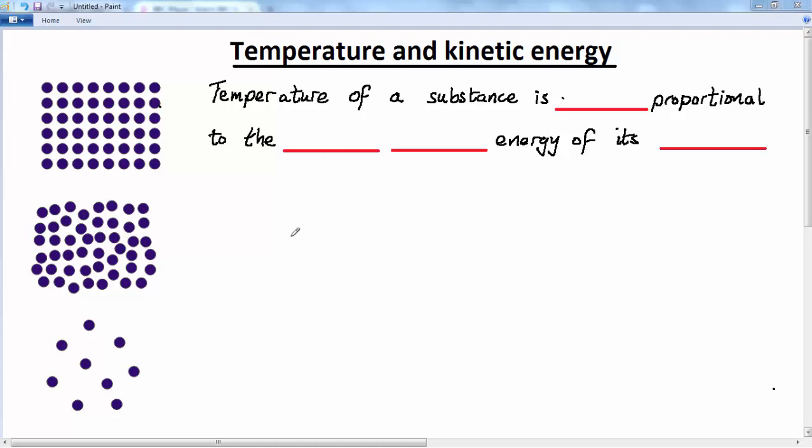In this lesson, we're going to look at the particle model for temperature. Now, the first thing we're going to say is that the temperature of a substance is directly proportional to the average kinetic energy of its particles. And this is true whether the substance is a solid, a liquid, or a gas.